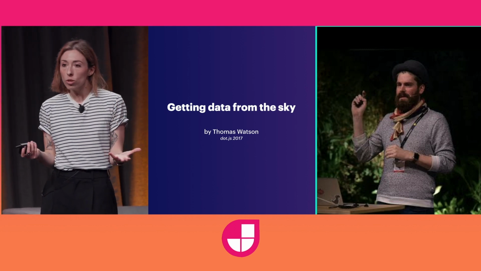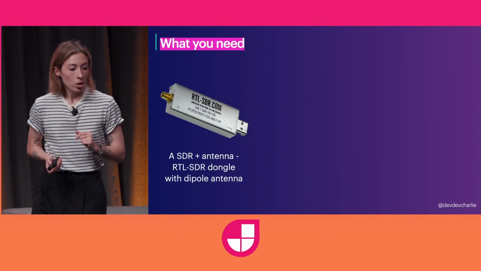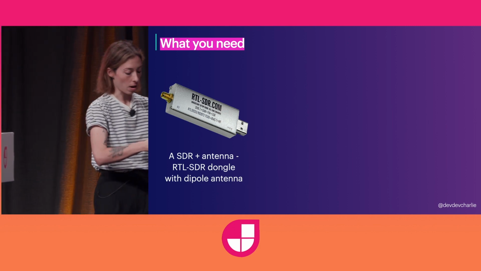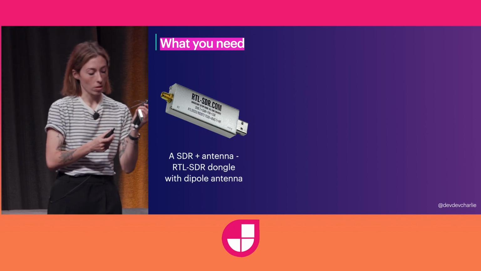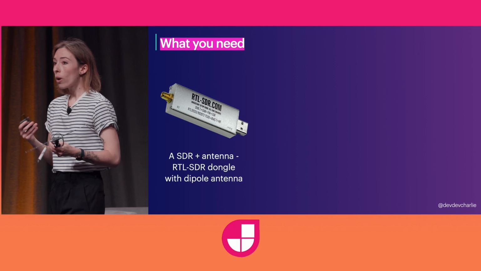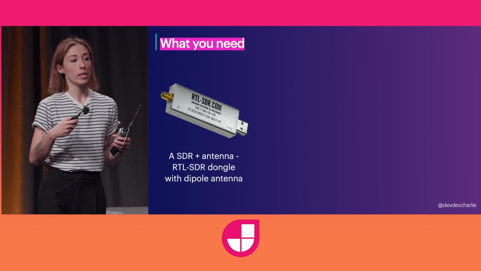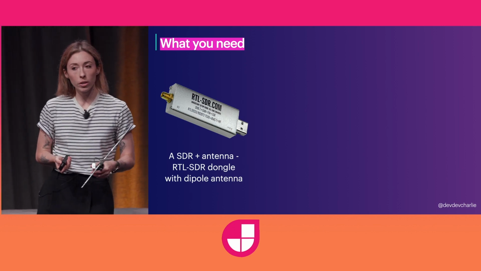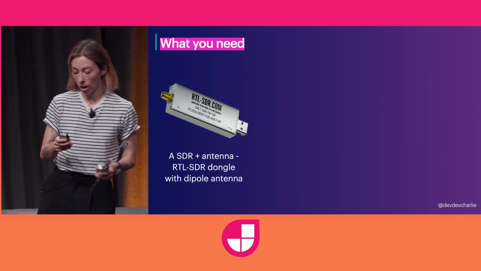So what do you actually need to start a project like this? First of all, you need a little software-defined radio, usually shortened as SDR, which is this little device here. The one I have is called an RTL SDR. And I have a dipole antenna here as well. You don't have to use the one that I have. You can use any SDR as long as it can filter the frequencies that you're looking for. For airplanes, it's 1090 megahertz. There are other devices that you can buy as well. This one was pretty cheap, so I thought I would start with that one.